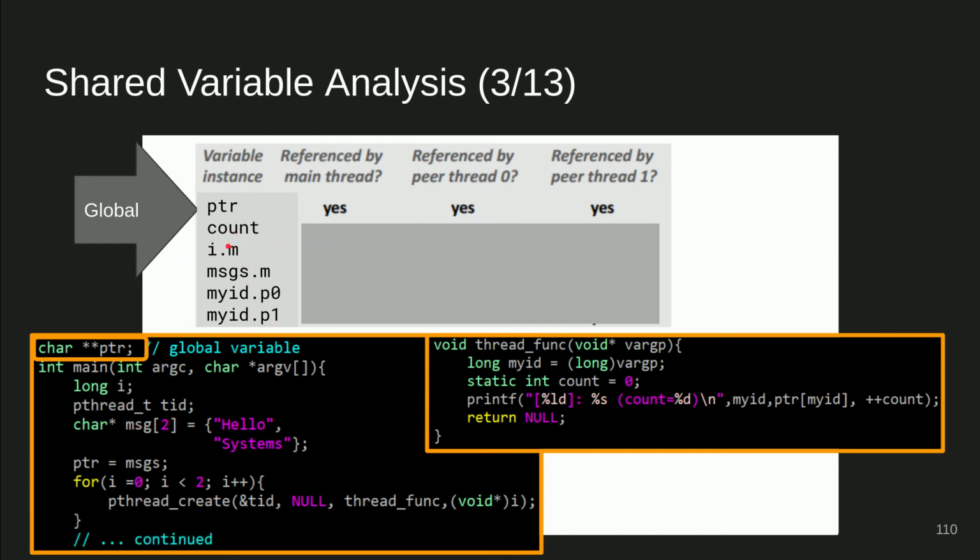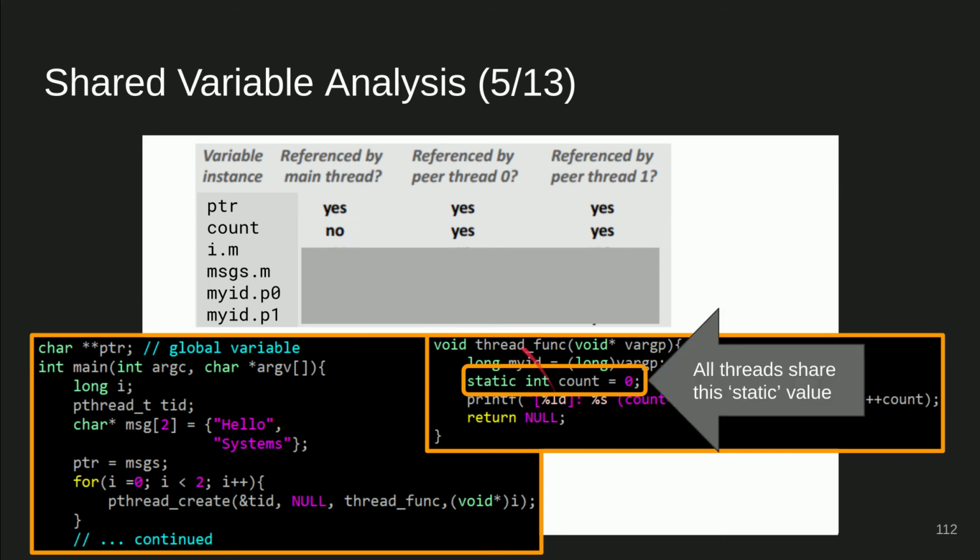Okay, how about the count variable here? So count is a static int here. Where can we access it? Well, you can pause the video and think about it. And moving forward, so here it is. Well, the main thread doesn't know anything about it, but in each of our peer threads, we can access static variables, because with static variables, all threads share this static value, whatever it is, however we update it.